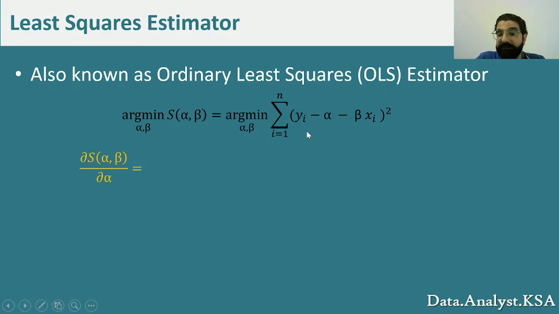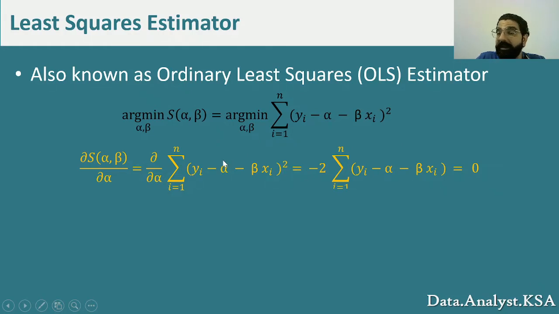To take the partial derivative, let's start with alpha. It's the derivative of this with respect to alpha, and I'm using the chain rule. I take the derivative of the outer term, which is 2 times this term, then the derivative of what's inside, which is minus alpha. The derivative is minus 1, because everything else is constant with respect to alpha. So it's going to be a minus 2. The minus comes from the minus 1, and the 2 comes from the exponent going down, for whatever is in the parentheses. And I'm going to make this equal to 0.